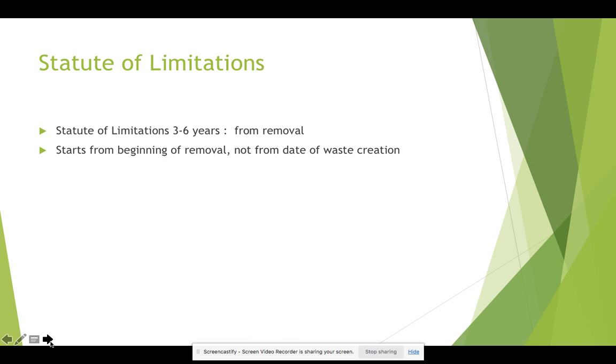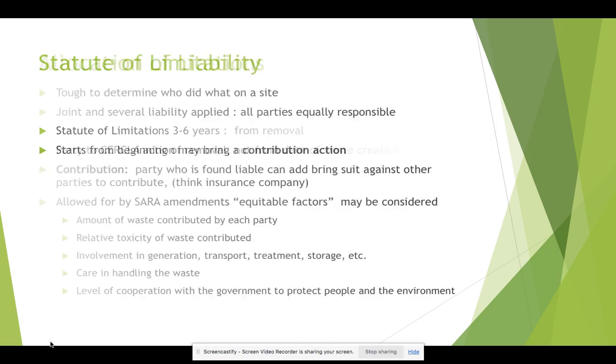Statute of limitations for the EPA to bring an action, or for anybody to bring an action under CERCLA, is 3 to 6 years from removal, not 3 to 6 years from when the waste was created or the release occurred. Okay, so that's the statute of limitations. And this statute of limitations issue is important for your homework question, that Kowalski case that you'll look at.